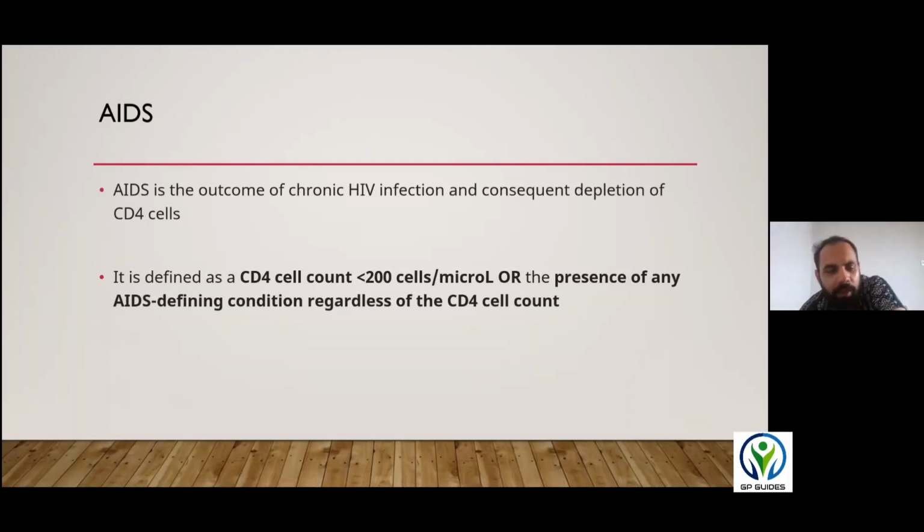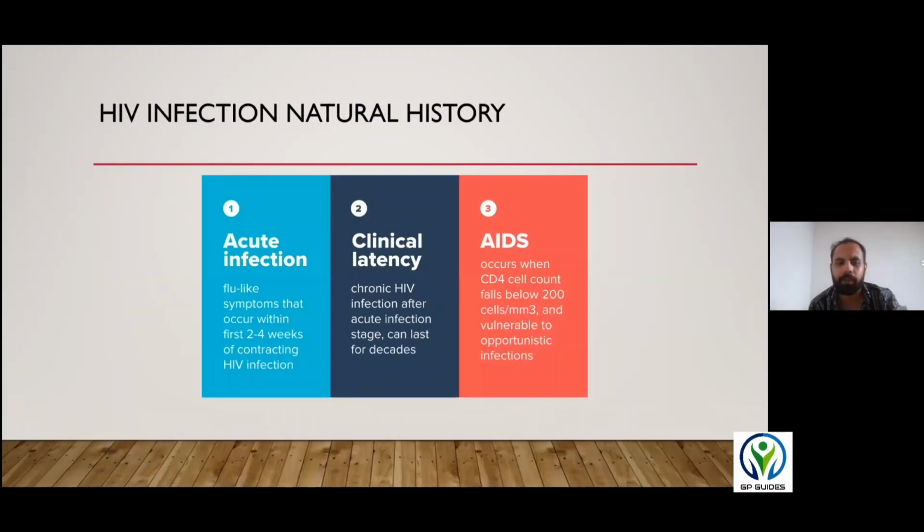So the CDC definition for AIDS is either a CD4 cell count less than 200 cells per microliter due to HIV infection, or the presence of any AIDS-defining condition regardless of the CD4 count. So in a patient who has an HIV infection, if the CD4 cell count drops to less than 200, you call it AIDS. Or, irrespective of the CD4 cell count, if the patient has any AIDS-defining condition, that is known as AIDS. So what are those AIDS-defining conditions? Let us see. Before that, we'll see the natural history of HIV infection.